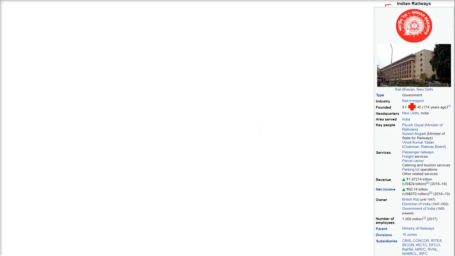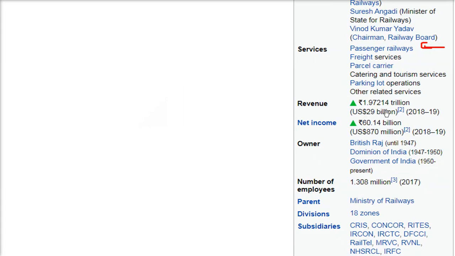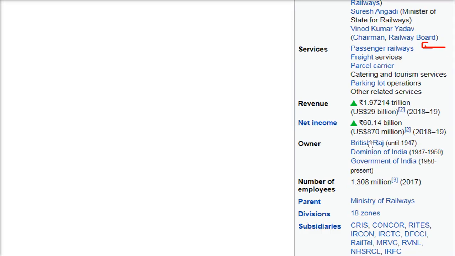Indian Railways is owned by the government, and the headquarters is at New Delhi, and the present railway minister is Piyush Goyal. It gives passenger services and freight services, and apart from this, it also provides a parcel carrier service. The revenue is around 1.97214 trillion. Trillion is 10 to the power 12. And the net income is 60.14 billion. It started with the British Raj, then came the Dominion of India in these 3 years, then the Government of India after 1950. It is one of the largest employers.